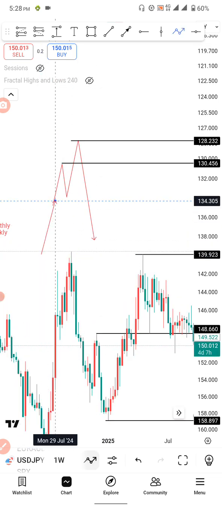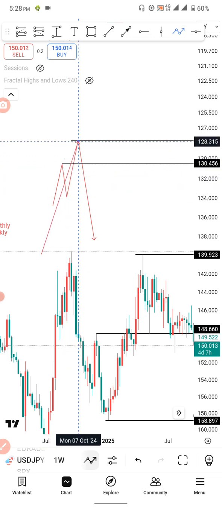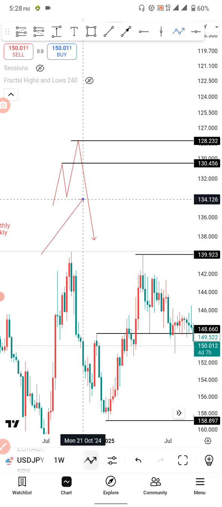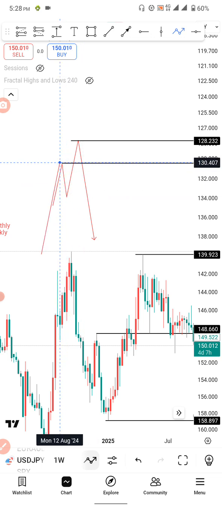Still, this is the high that was formed, then the low, the break of structure, and after the break of structure they shifted off. So this is the liquidity engineering that we want to label.